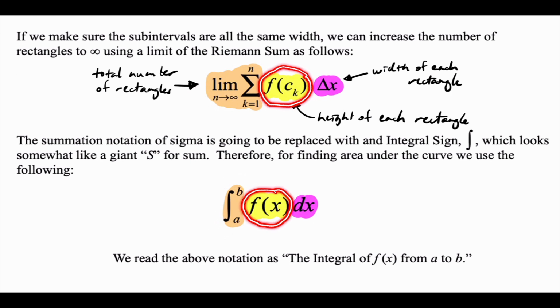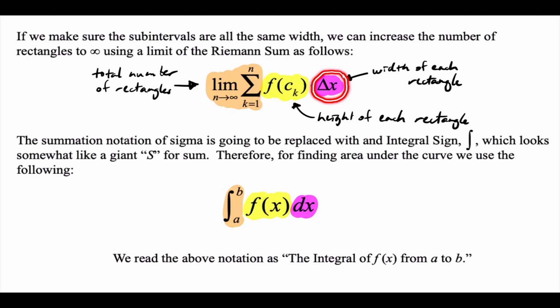That's the function. The function tells us the height. How tall are each of the rectangles? Because if I'm going to find area of rectangles, I need to know how many, and I need to know the length and the width. So this tells me the height or the length, right? And we write it as the function. That's its job. And then the last part was the dx.